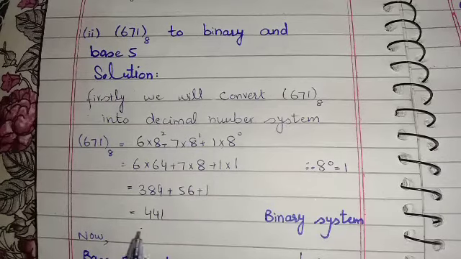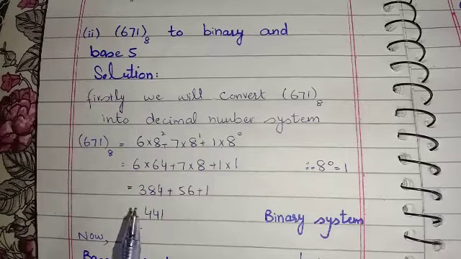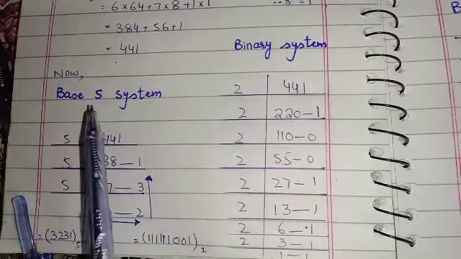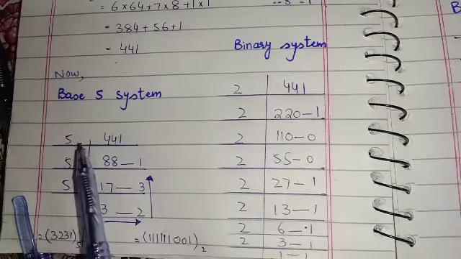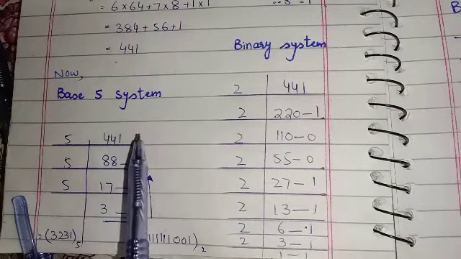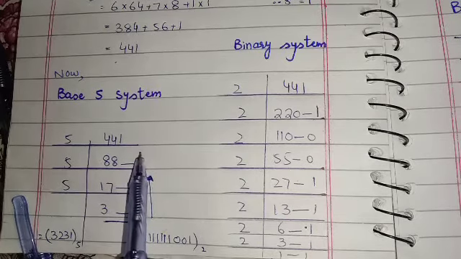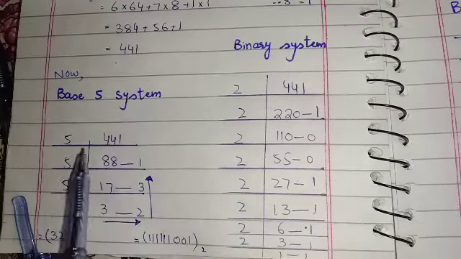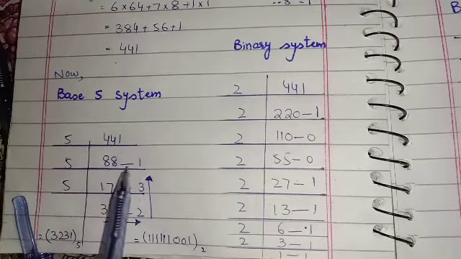Now students, as you can see, this is our decimal number. Now we will convert this decimal number into the binary number system and base 5 system. Now students, here is our base 5 system. We will convert the decimal number into the base 5 number system. As I told you in the last lecture, we will use the successive division method and we will use the indicated base. Here when we divide 441 by 5, we got 88, we left 1.